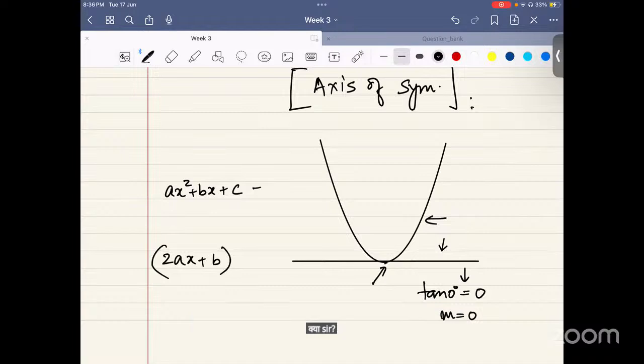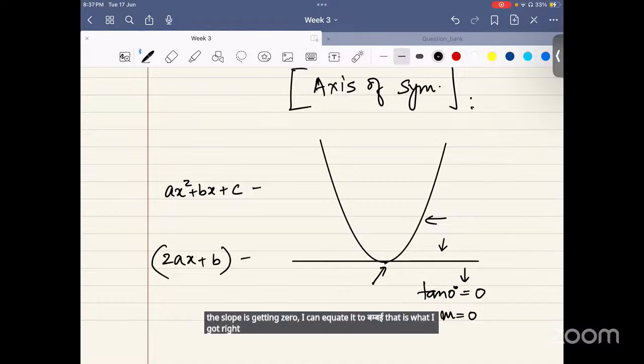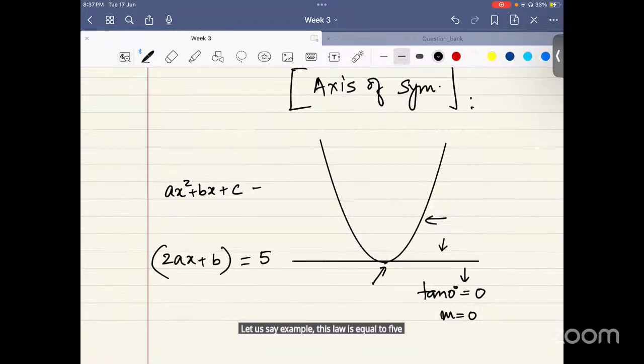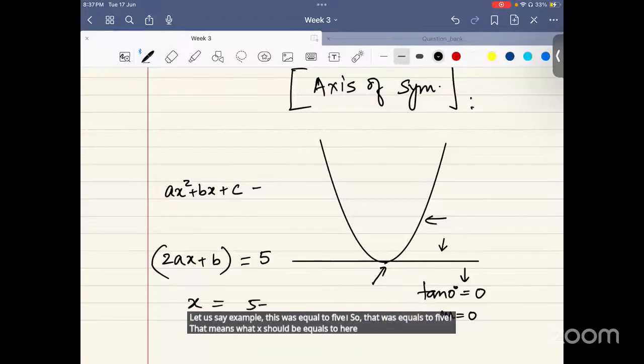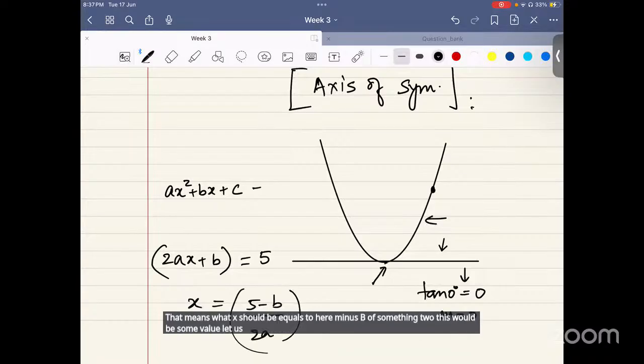Let's for example say this was equal to 5. That means x should be equal to (5 minus b) upon 2a. This would be some value. Let's say this would be that point, this would be x1. Here the slope at this particular point x1 is equal to 5.